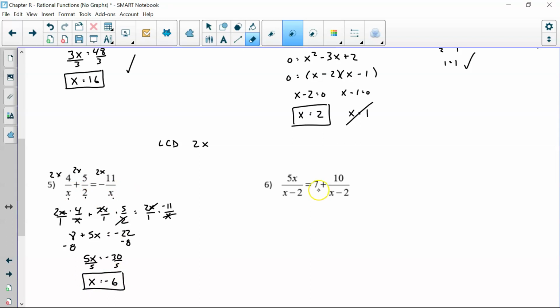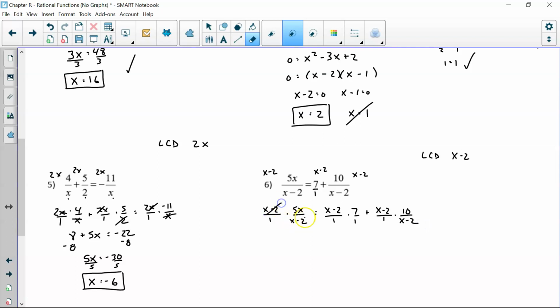Number 6, remember that 7 is just over 1. So we can get rid of the fractions by multiplying by the LCD, which is x minus 2. I'm going to multiply x minus 2 by all 3 terms. I'll write it out again. It's x minus 2 over 1 times 5x over x minus 2 equals x minus 2 over 1 times 7 over 1, don't forget about that, plus x minus 2 over 1 times 10 over x minus 2.